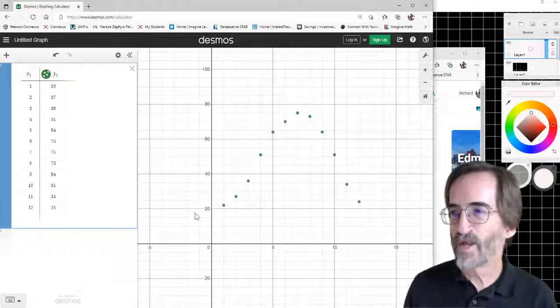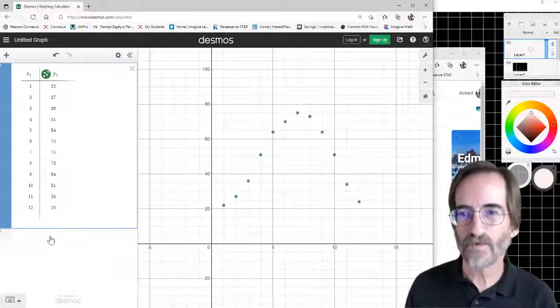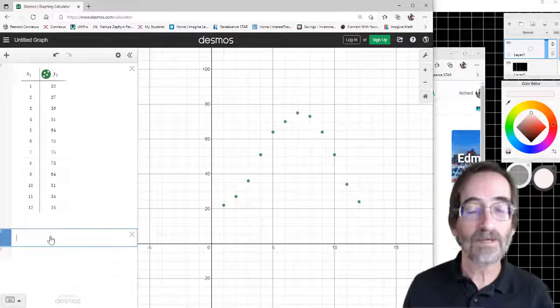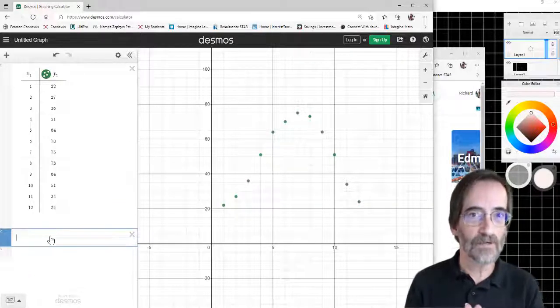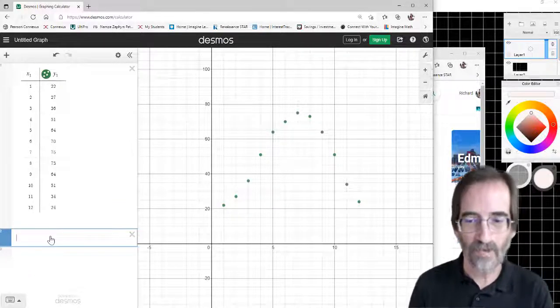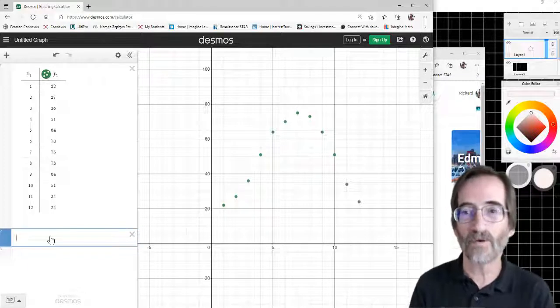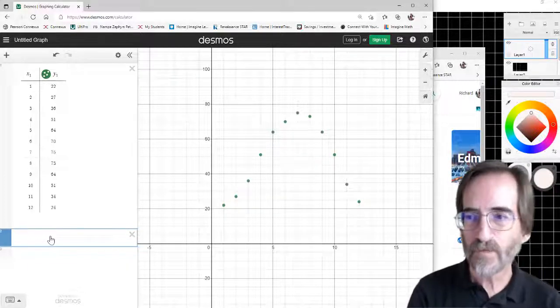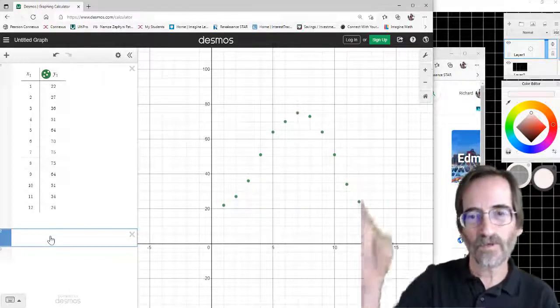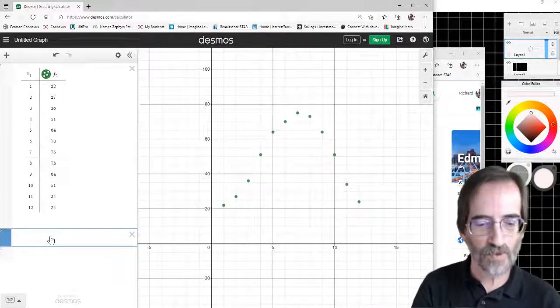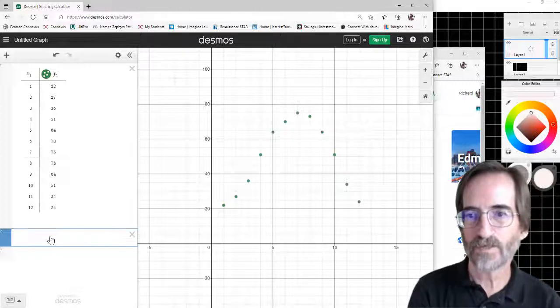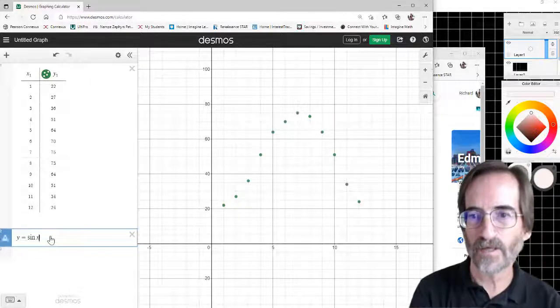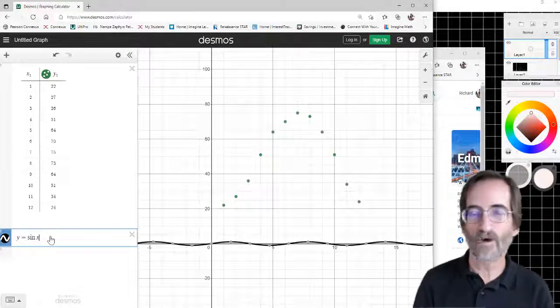All right, so now we want to fit our trig function here to it. Now, there is a curve fitting routine or a curve fitting algorithm in Desmos, and I want to show you that, but I want to fool with this manually first. Okay, so we notice the peak, the kind of sinusoidal peak here. So I'm going to just say y equals sine x, and we're going to start modifying.